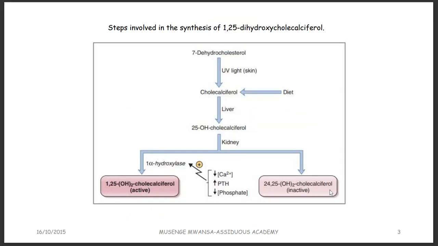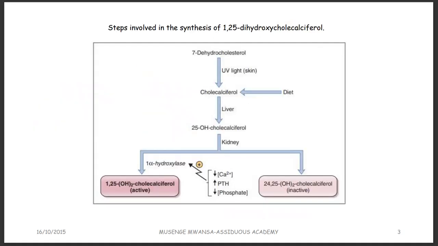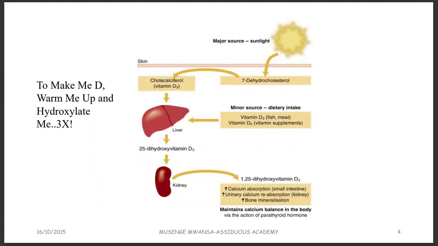So again, what stimulates the production of 1 alpha hydroxylase by the kidney is low calcium, high parathyroid hormone, and low phosphate. These will produce the active form of vitamin D so that you can be able to absorb calcium from the blood.